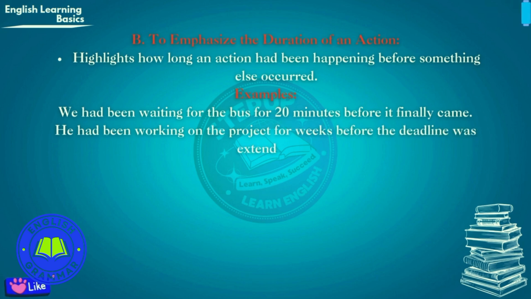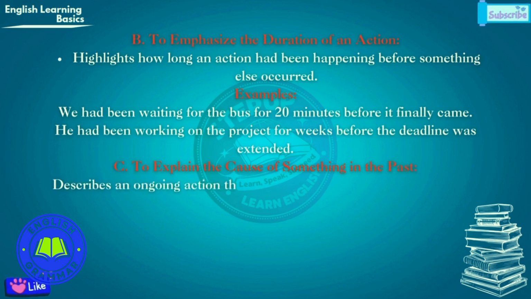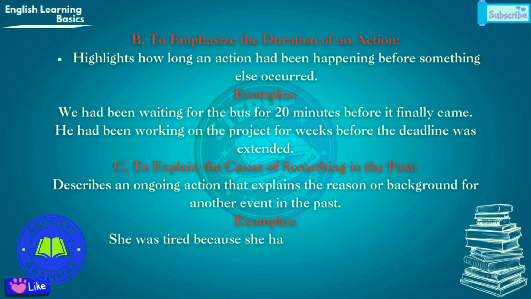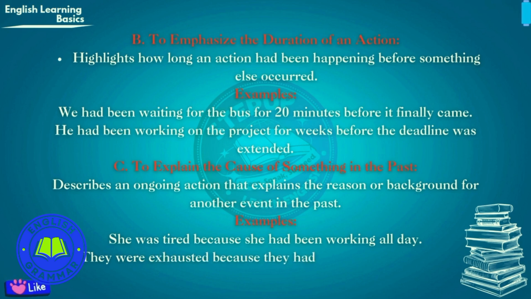C. To explain the cause of something in the past. Describes an ongoing action that explains the reason or background for another event in the past. Examples. She was tired because she had been working all day. They were exhausted because they had been hiking for hours.